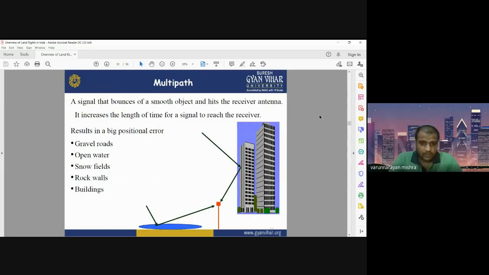So the multipath error is a very common error, and you can say it is a predictable error. When we are going to collect coordinates of any location on the ground, the signal which is coming from the satellite bounces off a smooth object and hits the receiver antenna. So that increases the length of time for a signal to reach the receiver. So that's why we should avoid getting the latitude longitude near to the tall building.